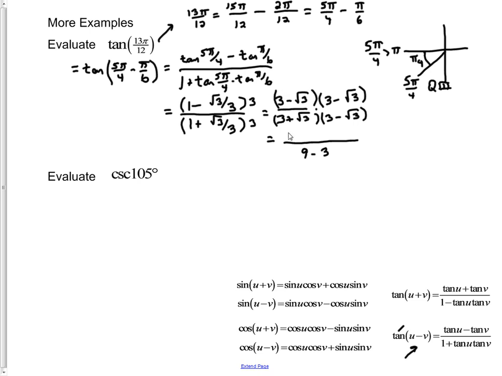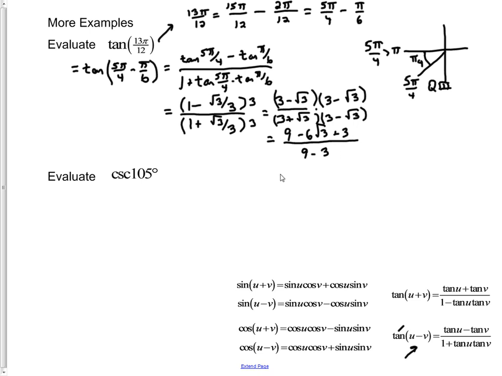So we're going to take 3 times 3, which is 9, minus 3 times the square root of 3, minus 3 times the square root of 3. So that's going to be minus 6 times the square root of 3. Minus square root of 3 times minus square root of 3, that's plus 3.